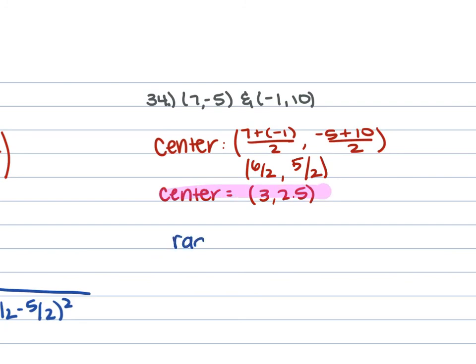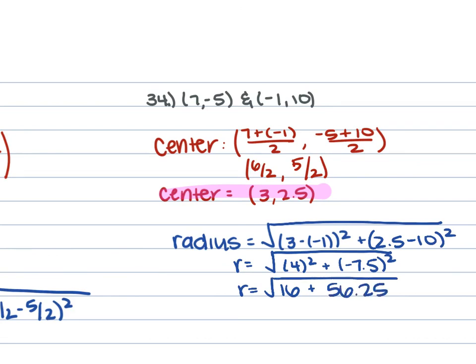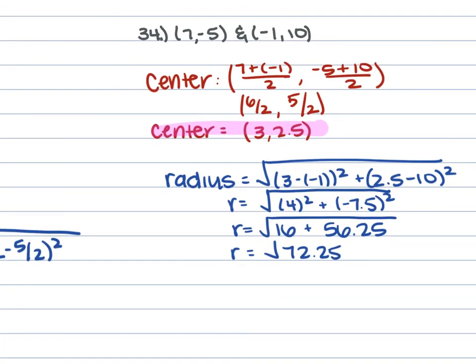To find our radius, we're using the new point, which is our center, so (3, 2.5), and doing 3 minus one of the x values. I'm going to use the negative 1, 10, squared plus 2.5 minus 10 squared. Alright, so 3 plus 1 is 4, so our radius is equal to 4 squared plus the 2.5 minus 10 is negative 7.5 squared. From here, this is going to give me the square root of 16 plus 56.25. When I add these, I'm getting 72.25. So I take the square root of that, and I get 8.5.